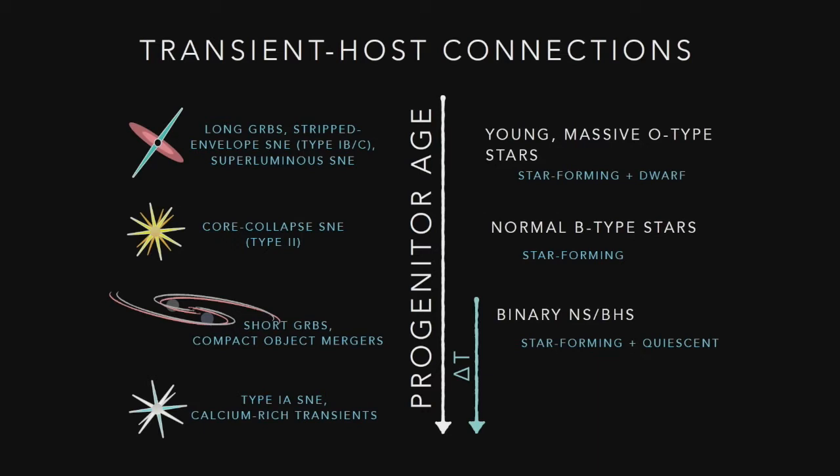So these objects merge and give rise to transients like short GRBs and the compact object mergers that are detected with LIGO. They tend to live in the full range of galaxy types, both star-forming and quiescent, and again, this reflects the wide range of progenitor ages. And then finally, we have degenerate white dwarf systems. These give rise to type 1a supernovae and potentially these so-called calcium-rich transients. And these also live in the full range of galaxy types, both star-forming and quiescent.